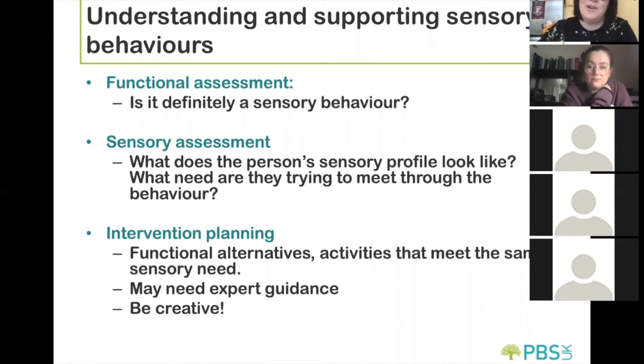If you've got an idea about that person's particular sensory needs, if they're undersensitive in a particular sense, for example, think about what could be a really fun way of getting that person access to that stimulation in some other way. Quite often you need more than one as well. You need more than one option that you can introduce for that person.